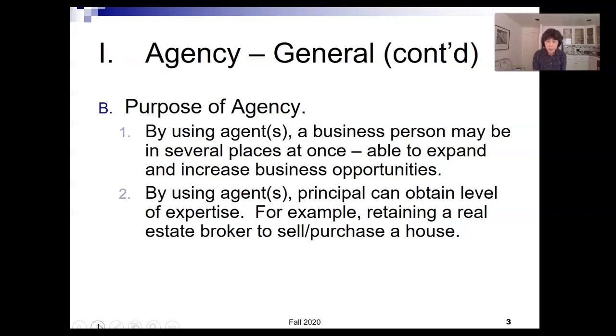For example, and this is very common, right? When someone buys or sells a house, typically the owner or the buyer is going to use a real estate broker, someone with knowledge of the market, someone with experience in sales transactions, someone who has contacts and knows how to negotiate a deal. All right, so that's a very typical example of an agency.